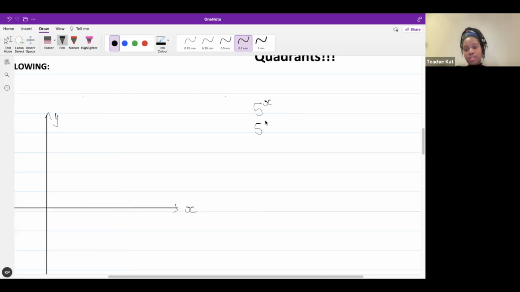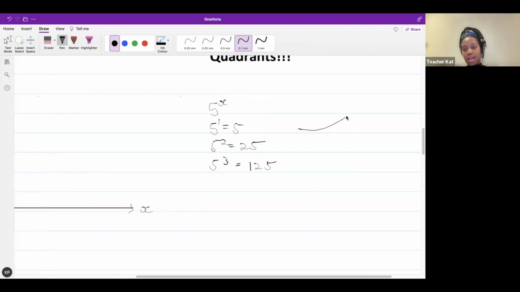Your first point, 5 to the power of 1, will be at 5. As soon as you go to 5 to the power of 2, you're already at 25. Do you see how quickly this is increasing? And then you go to 5 to the power of 3, you're already at 125. That is a very steep graph. So instead of a graph that would look like so, this would look more like so, which means it increases faster, because the more you work these points out, the quicker it increases.